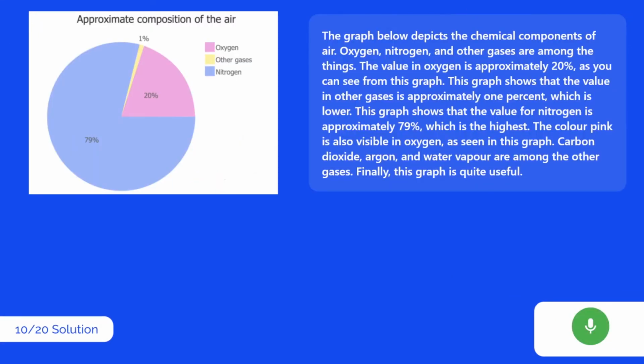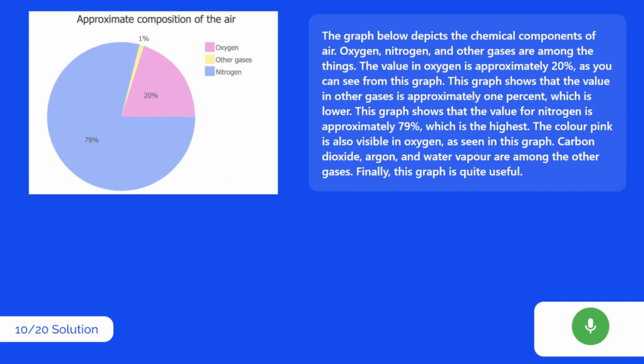The graph below depicts the chemical components of air. Oxygen, nitrogen, and other gases are among the things. The value for oxygen is approximately 20%, as you can see from this graph. The value for other gases is approximately 1%, which is lower. The value for nitrogen is approximately 79%, which is the highest.